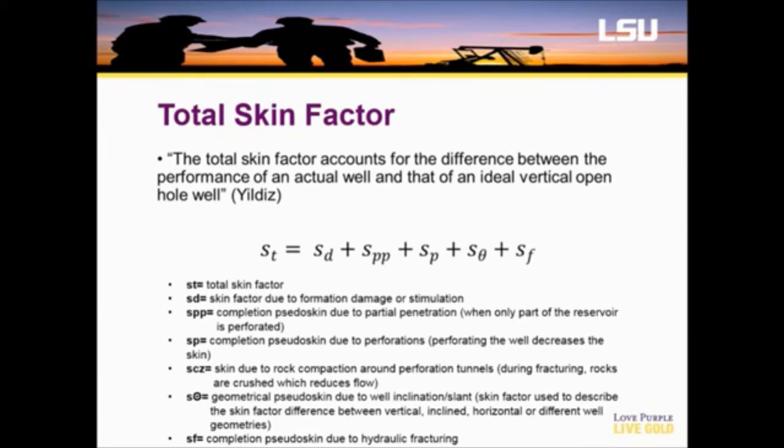Total skin factor equals the skin factor due to formation damage or stimulation, plus the completion pseudoskin due to partial penetration, plus completion pseudoskin due to perforations, plus the skin due to the rock compaction around perforation tunnels, plus geometrical pseudoskin due to inclination, plus the completion pseudoskin due to hydraulic fracturing. This is necessary to calculate the total pressure drop across the skin region.